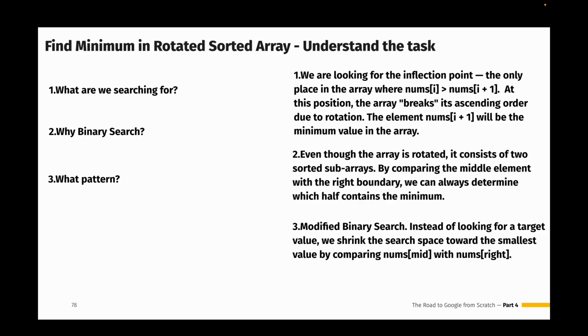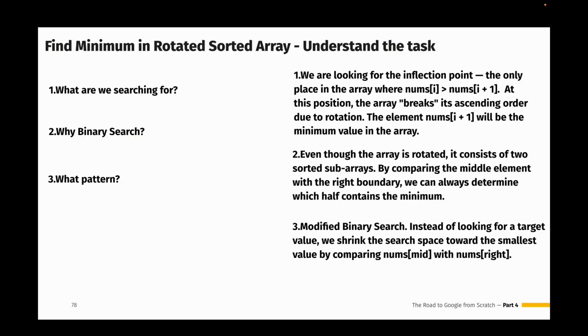So we are looking for the inflection point, the only place in the array where nums[i] is greater than nums[i+1]. At this position, the array breaks its ascending order due to rotation. The element nums[i+1] will be the minimum value in the array. So it's the same thing which I mentioned before. So we still have two sides in our array which remain sorted. And now let's answer the next question.